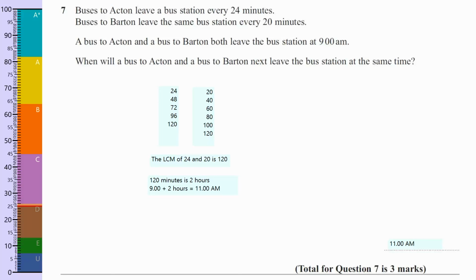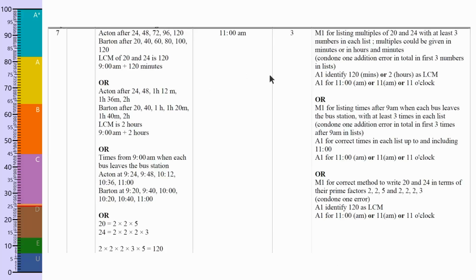Let's have a look at the mark scheme, and you can see the answer is 11 AM, and they're quite happy for you to write down the times table. I've written this down, but it's implied from the fact you've stopped at 120, so you might just want to circle them, and then 9 AM plus the 120 minutes.